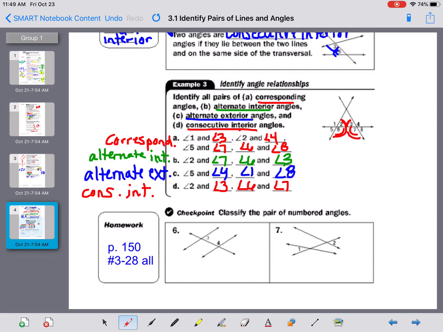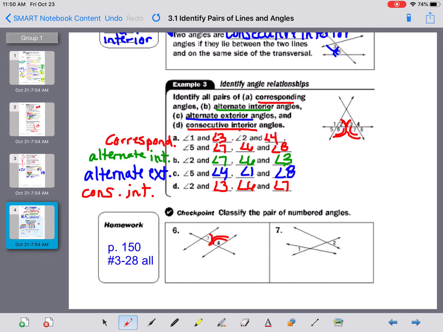Okay? So vocab is super important. You want to get used to these. You want to know where all of this is, okay? All right. And we have questions as easy as checkpoint 6 and 7 sometimes. And I will give you something this easy on a test and quiz, but you need to know the vocab. So on number 6, I have angle 3 and angle 4 here. What would I call those type of angles?